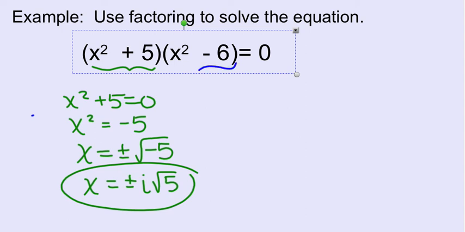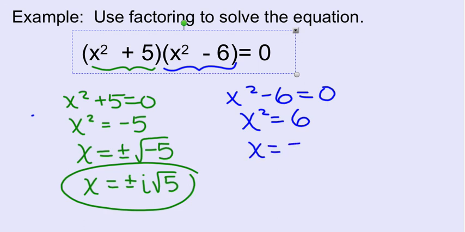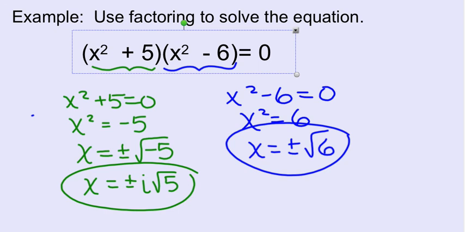Then these are your other two solutions. Add 6 to both sides, then square root both sides. And these are your real solutions. So you have 4 solutions, 2 are imaginary and 2 are real.